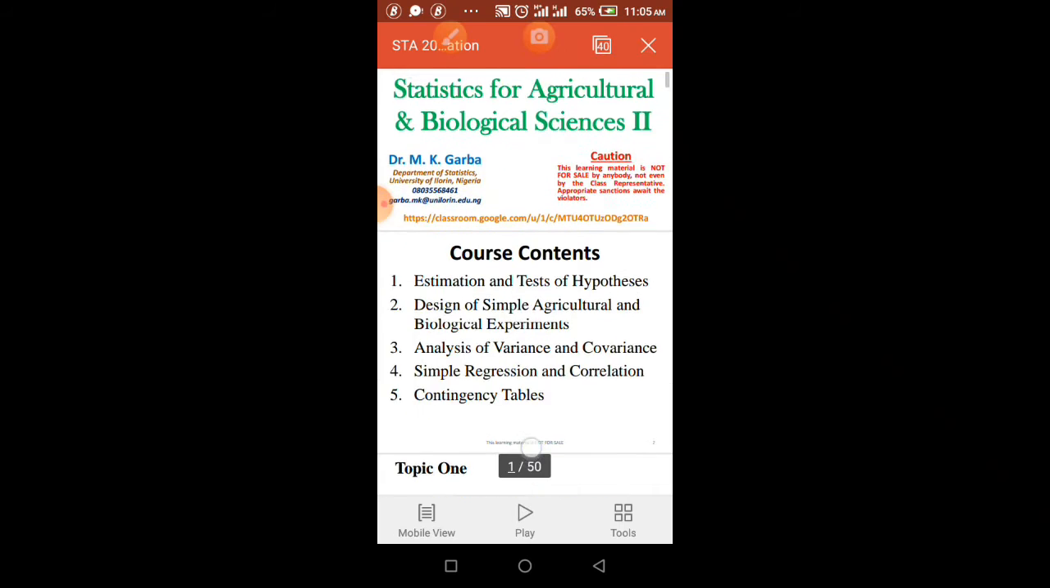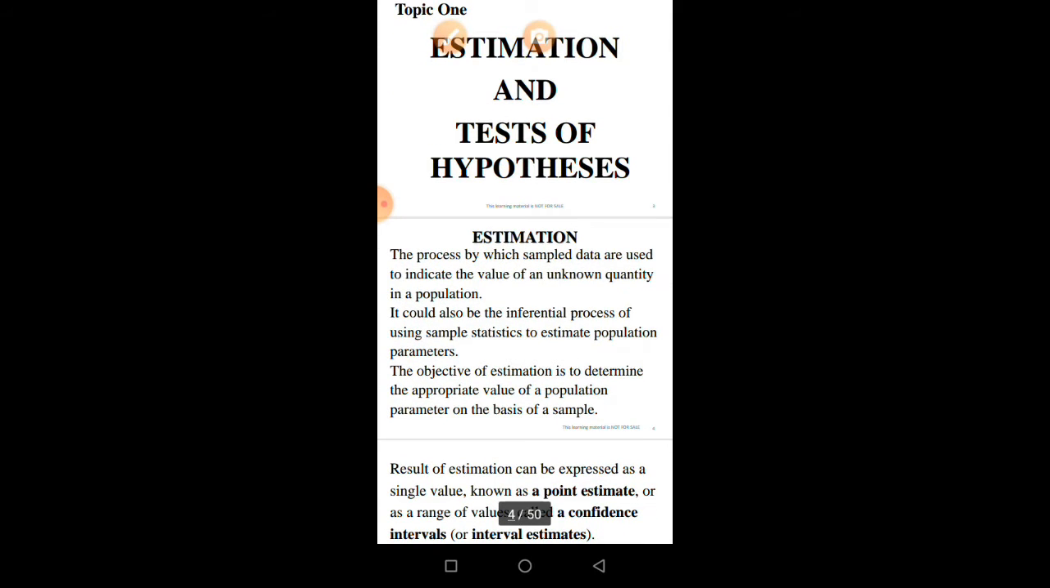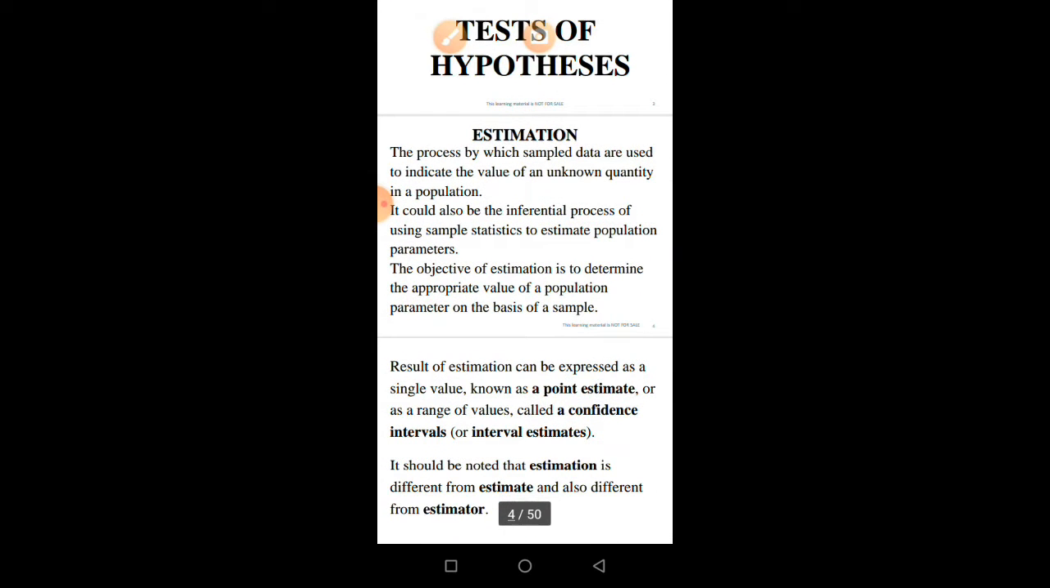Okay, now we are taking this course, estimation, which is the first topic in STAR. Before we go to the calculation, I made the example more explanatory. But before we go to the calculation, we should know what the process means. Like we should know what estimation means.